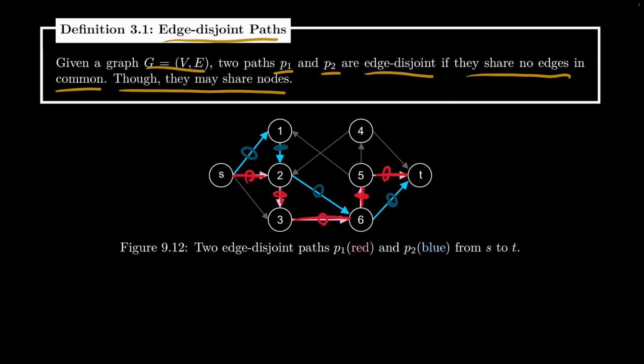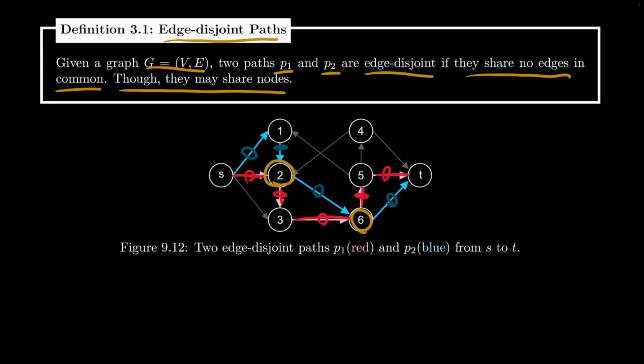They may share intermediary nodes to get to that end result, but the edges that they choose to get to T are unique. So this is an edge-disjoint path, where there's a path that takes a unique set of edges to get to T from other paths.